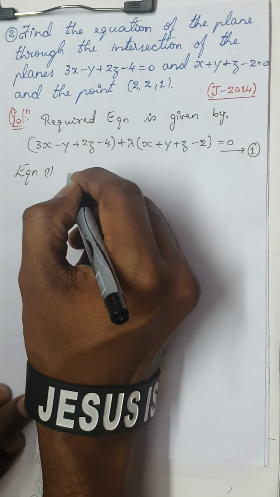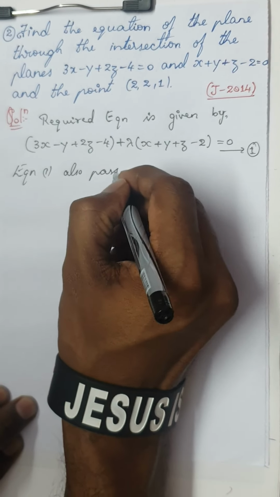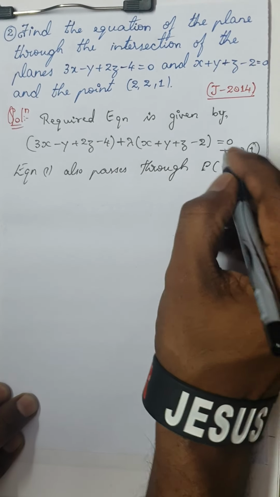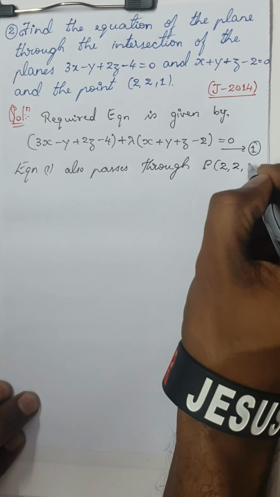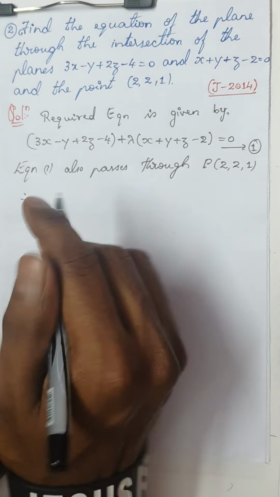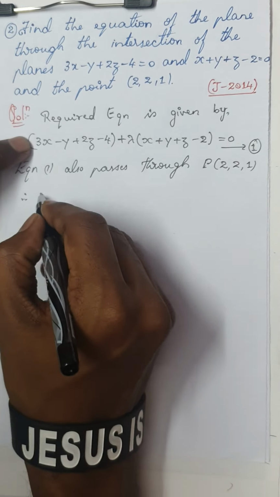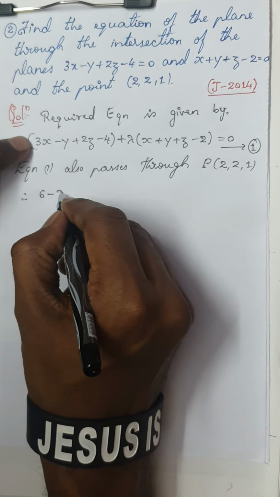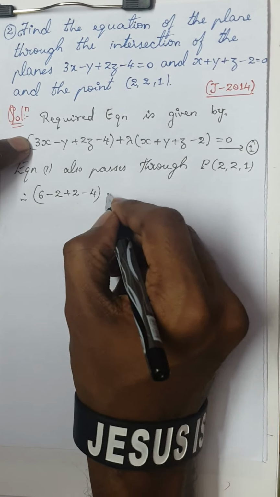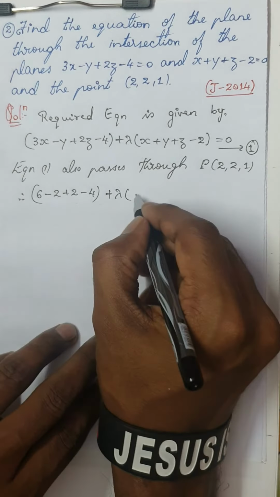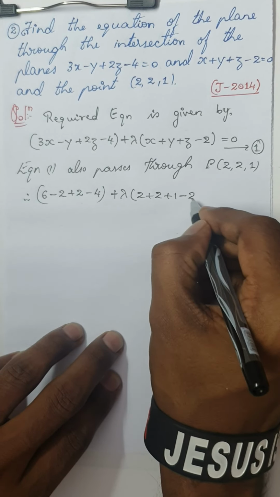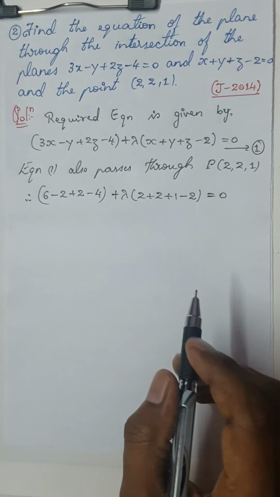Equation 1 also passes through P. I can take a point P which is 2, 2, 1. Okay. Therefore, substitute x, y and z in this equation. Okay. P is 2. So 3 2s is 6 minus y is 2 plus z is 1. So 2 times z is 2 minus 4. Okay. Plus lambda into put x is equal to 2 plus y is equal to 2, z is equal to 1 minus 2 is equal to 0. Are you following it? Very simple.